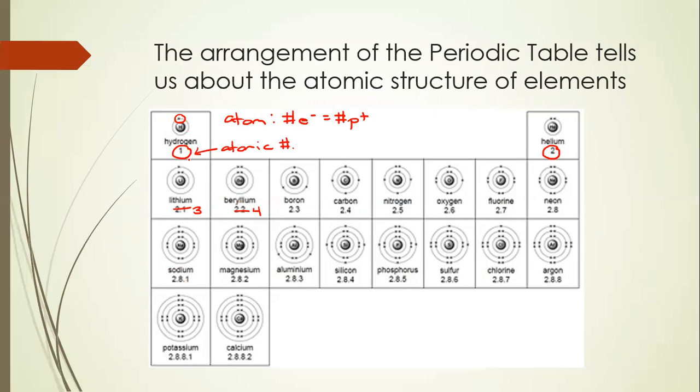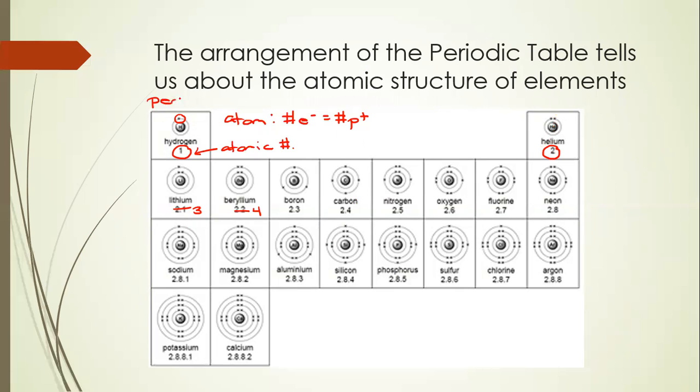So every hydrogen atom has 1 proton and 1 electron. Every helium atom has 2 protons and 2 electrons. Neutrons are a little bit more variable. We'll talk about those later.